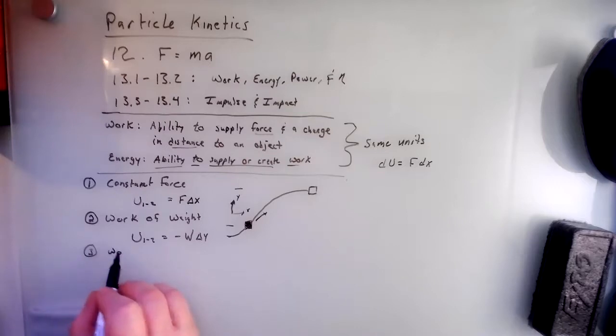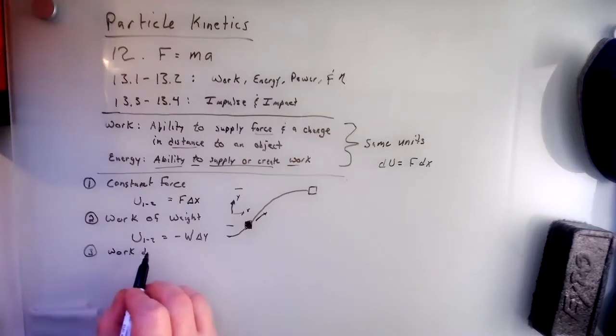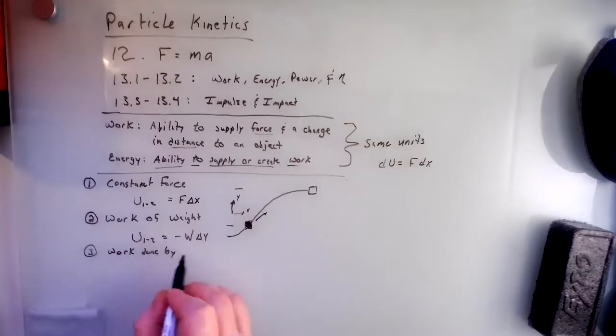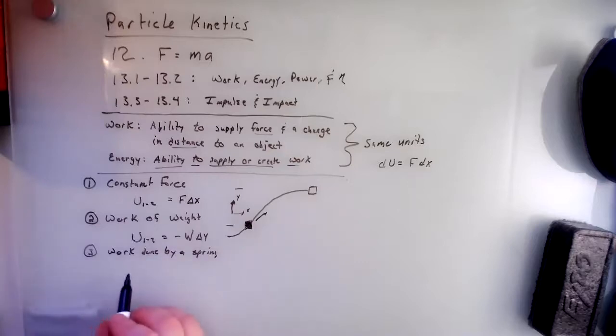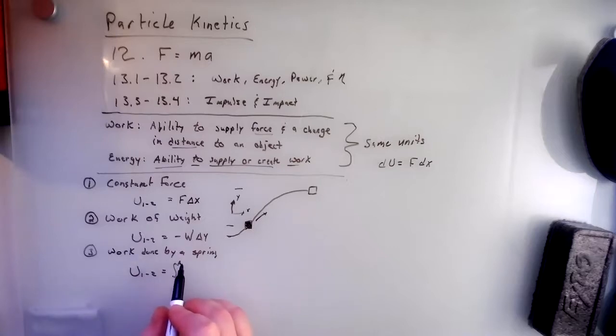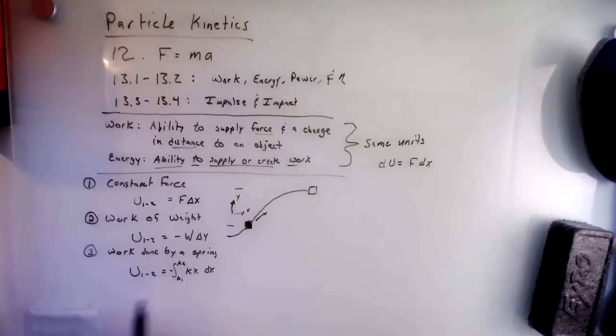Third, work done by a spring. Okay, and for a spring, we have U, 1 to 2, equals an integral, again, from A1 to A2, or P1 to P2, usually minus kx dx, right? So the force of the spring is dependent on its position. You compress a spring and it gets harder and harder to push.